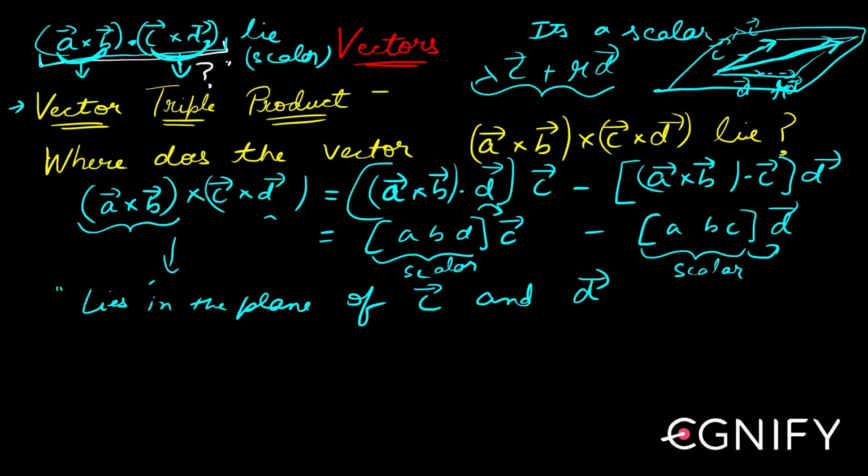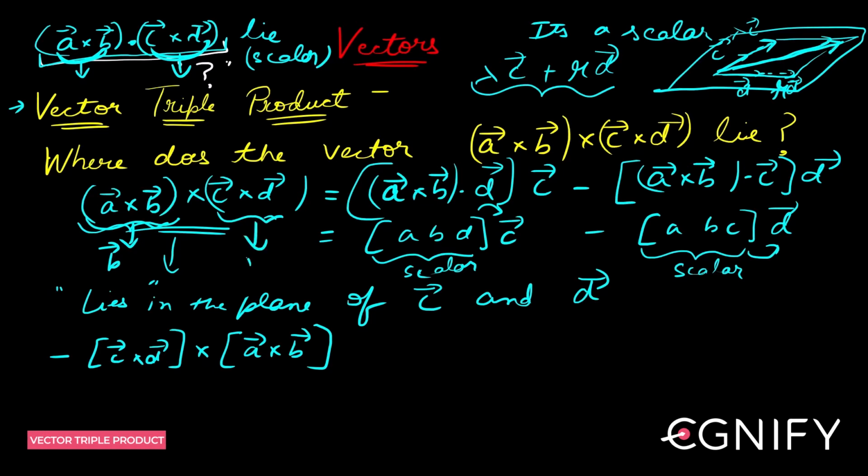So this vector lies in the plane of both C and D, right? Now let's try rearranging this a little bit more. So what I will do is, I will reverse the order of this. I'll write minus C cross D cross A cross B. Can I do it? Yes, I can, because this is a vector, let that be some P bar. This is a vector, let it be some Q bar. So P bar is the cross product of A and B, Q bar is the cross product of C and D, right? So if you're taking the cross product of P and Q, I can also reverse the order.